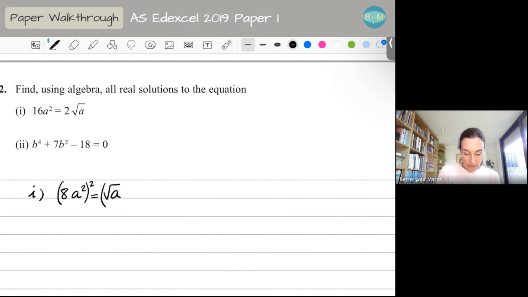This would go squared, so I have 64a to the power of 4, and the square root of a squared is going to be a. Yeah, I know it's very tempting to cancel this 4 with the a and write 3, but if you do that, you would be missing one solution. And you see the solution? The solution would be a equals 0.